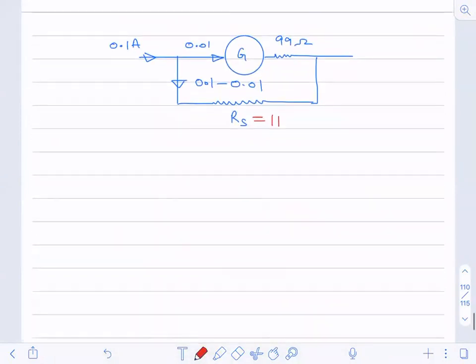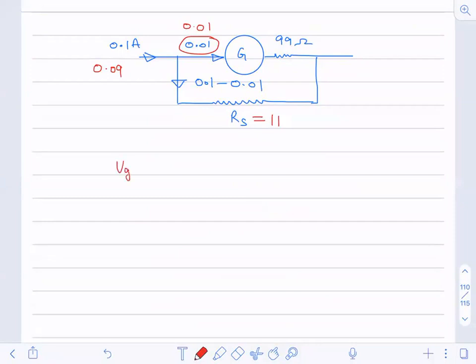Now instead of having 0.01, I'm having 0.09 ampere. Still the deflection current will be the same only. Now again I can say, the potential difference across the galvanometer should be equal to the potential difference across the shunt.